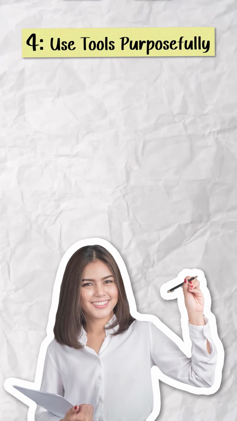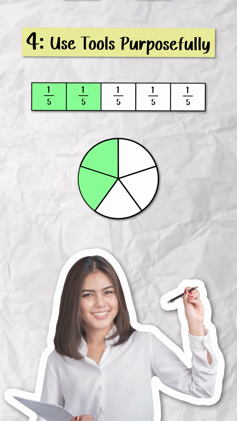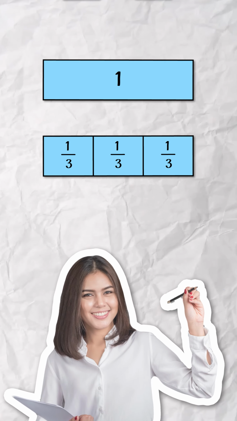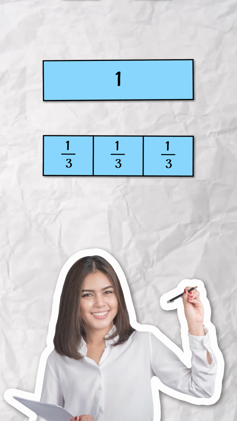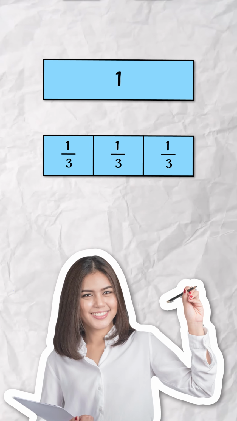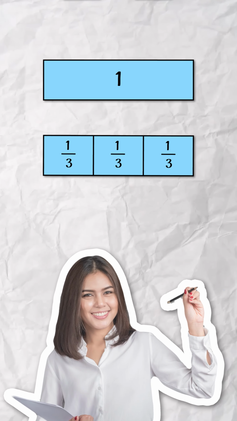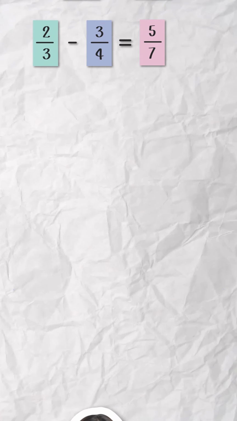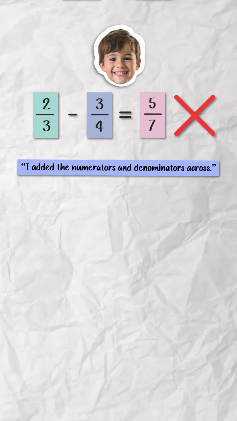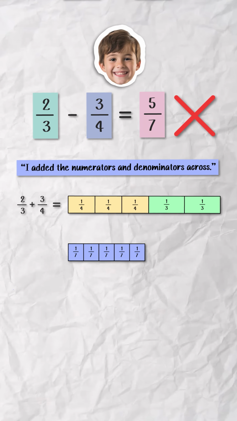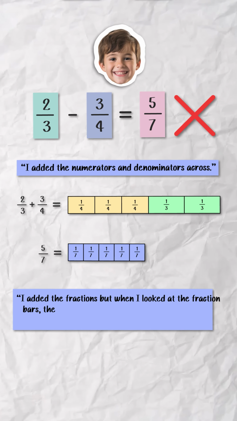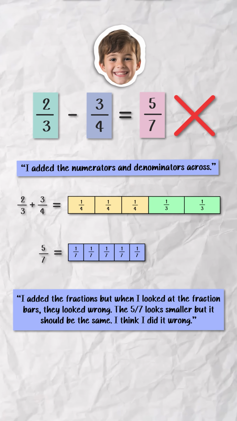Strategy number 4, use tools purposefully. Hands-on tools are powerful when used intentionally. We need to be explicit in showing that the denominator is showing the number of equal parts that make up one whole, and the numerator is showing how many of those parts we have. Strategy number 5, always ask students to show their thinking. Giving them fraction bars and asking them to explain their strategy would help you understand their thinking, and also help them to see whether their answer makes sense.